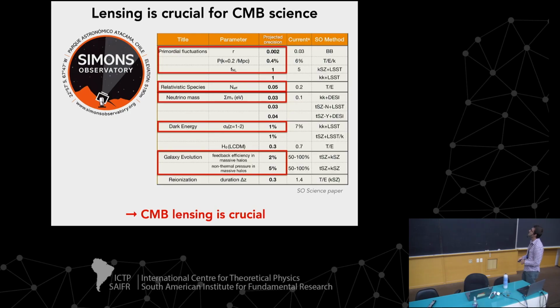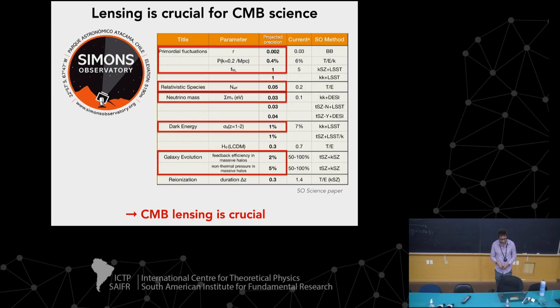CMB lensing has become really a crucial cosmology probe if you want to learn about primordial non-Gaussianity, if you want to remove the lensing B modes to see the primordial B modes, if you want to do de-lensing to learn about new particles. The amplitude of lensing tells you about neutrino mass. It tells you about the growth of structure as a function of redshift and therefore dark energy. So a lot to be learned from this CMB lensing.